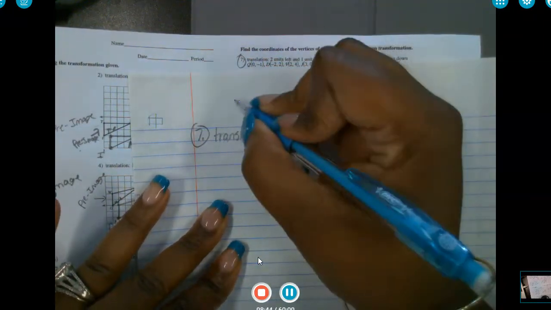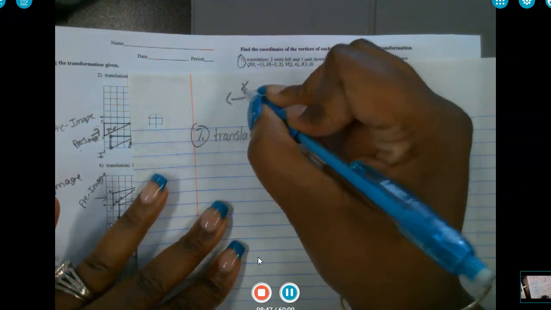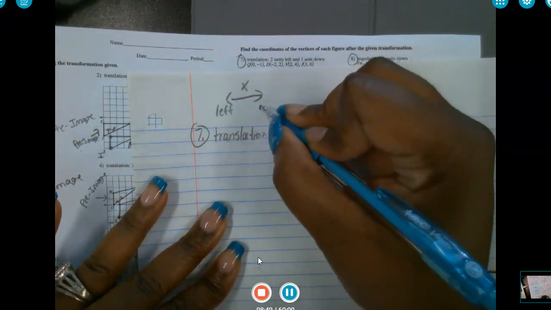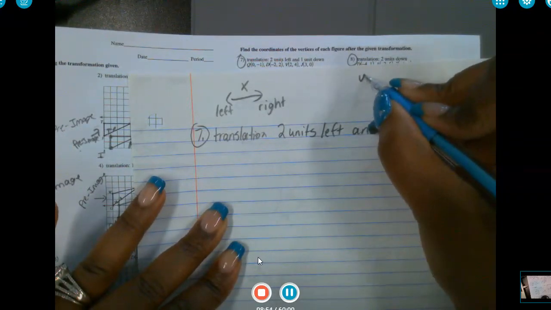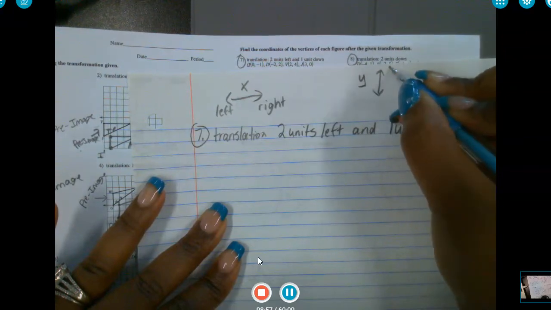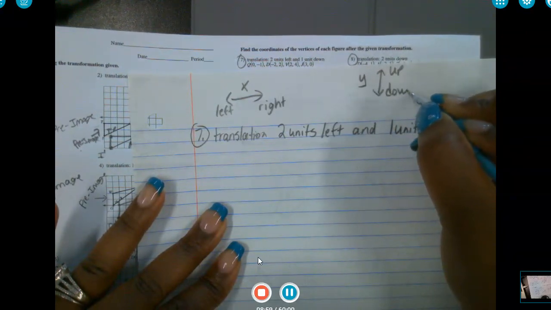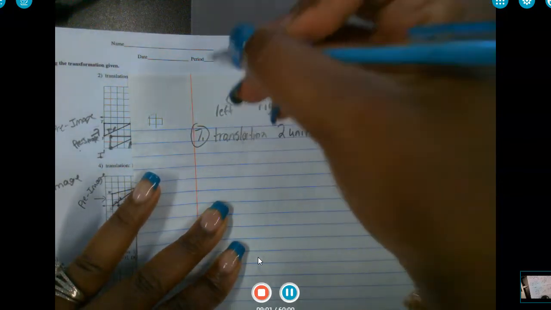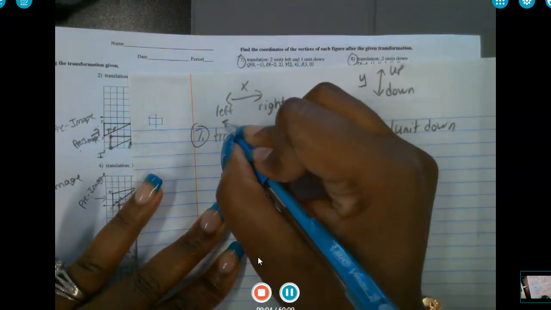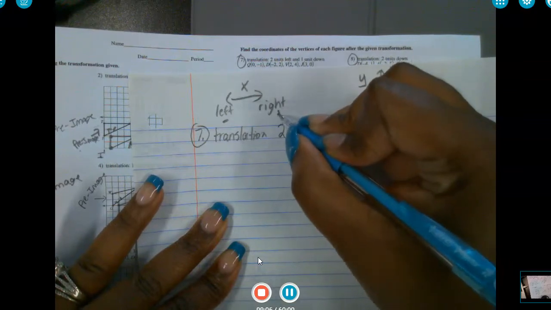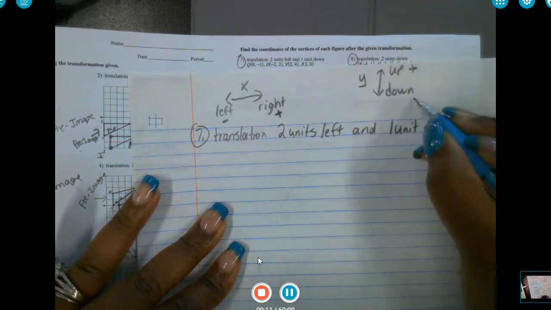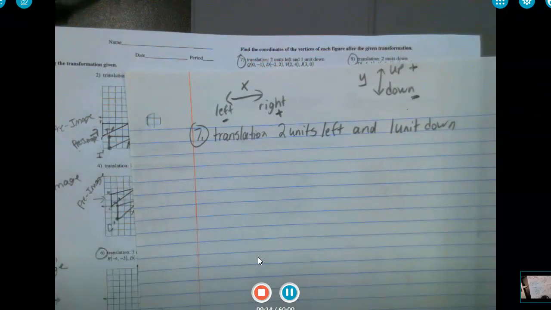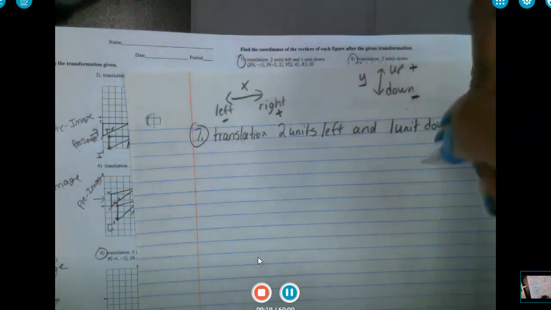Okay, let's reiterate this again. Left, right is X, dealing with the X coordinate. Y is up, down. Okay? If it's going to the left, you're going to subtract. If it's going to the right, you're going to add. If it's going up, you're going to add. If it's going down, you're going to subtract. Left, right is X, up, down is Y.